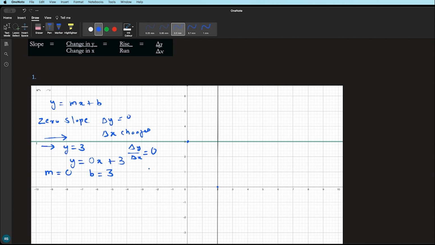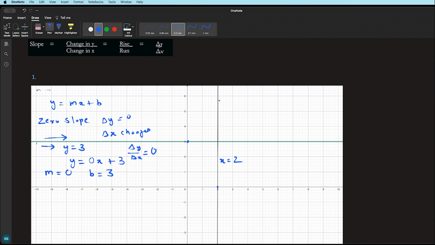Okay, now let's come to a vertical line. So this vertical line is represented by the equation x equal to 2. So this equation is totally different from the equation y equal to mx plus b, but in terms of slope we have to understand how this vertical line works. Okay, vertical straight line in terms of slope.